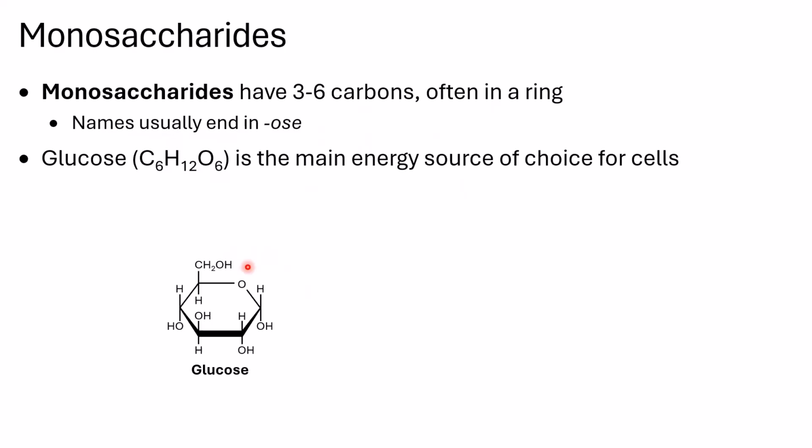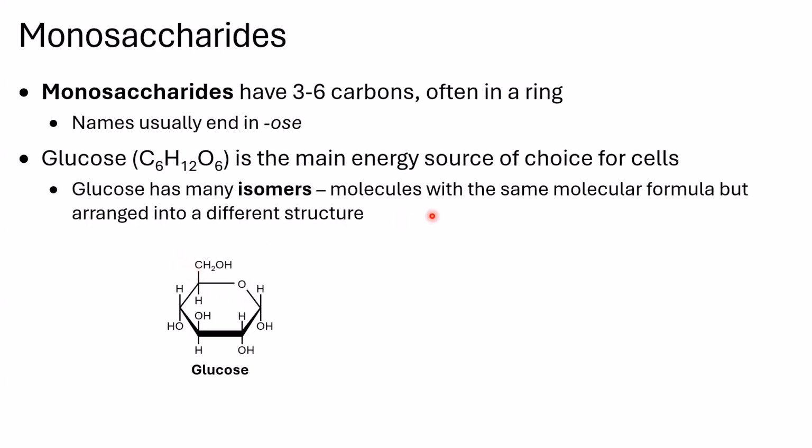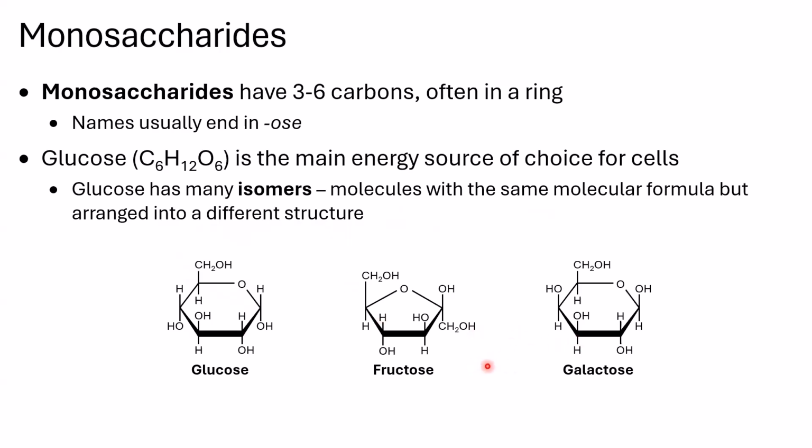The chemical formula for glucose is C6H12O6, which matches our CH2On formula, with n being 6. It generally forms a ring, although one of the components of the ring is an oxygen, and there is a carbon sticking out here. Glucose has many different isomers. Isomers are molecules that have the exact same chemical formula, but have a different structural arrangement. Fructose and galactose are both examples of isomers of glucose.